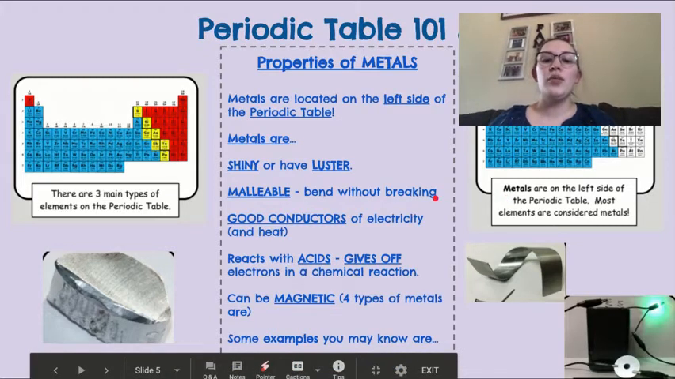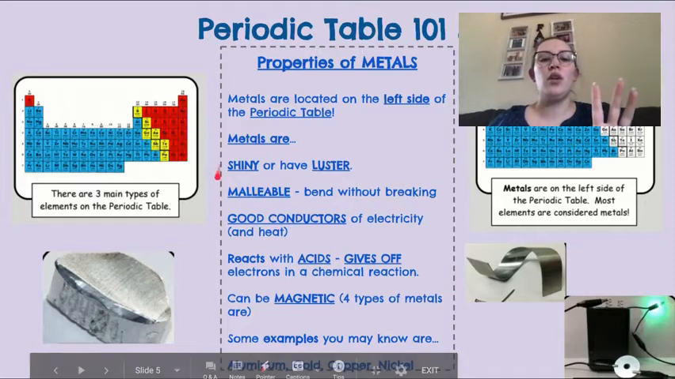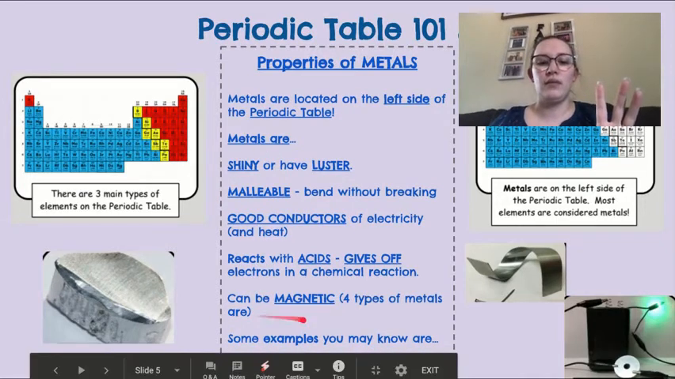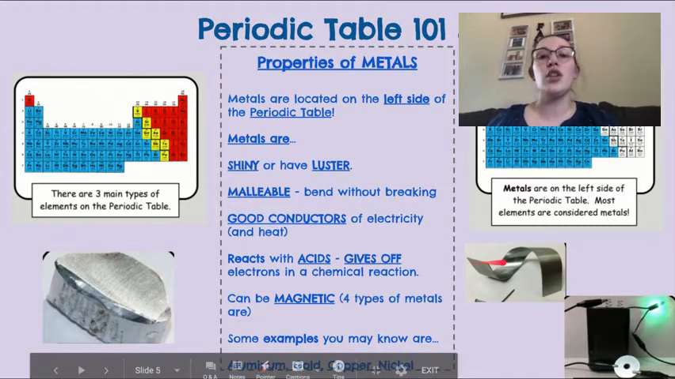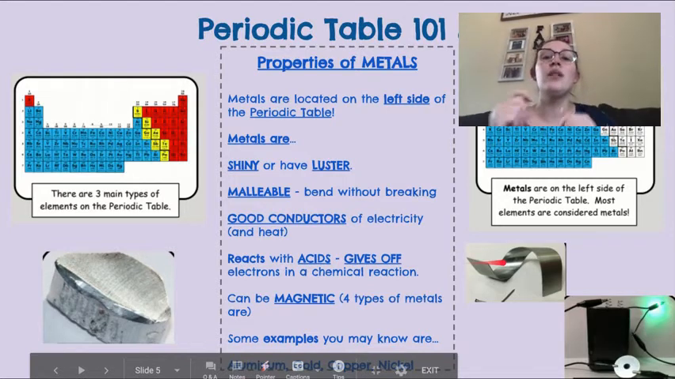The three properties that I really, really want you to focus on are these right here. They're shiny or have luster. Luster is another word for shiny. They're malleable. They bend without breaking. Think of my ring. Think of aluminum foil. We can bend these things. They're not going to break.